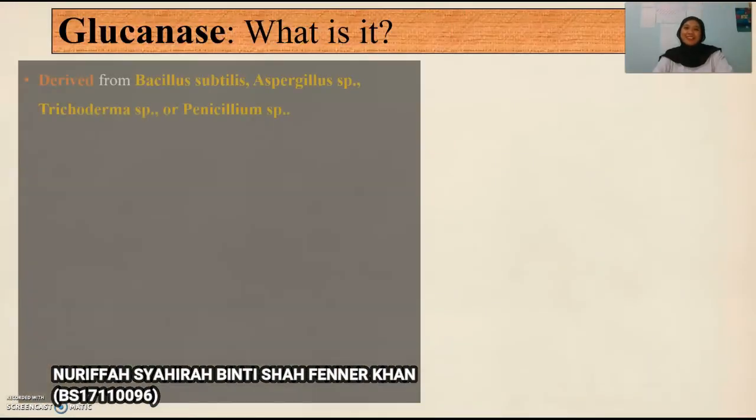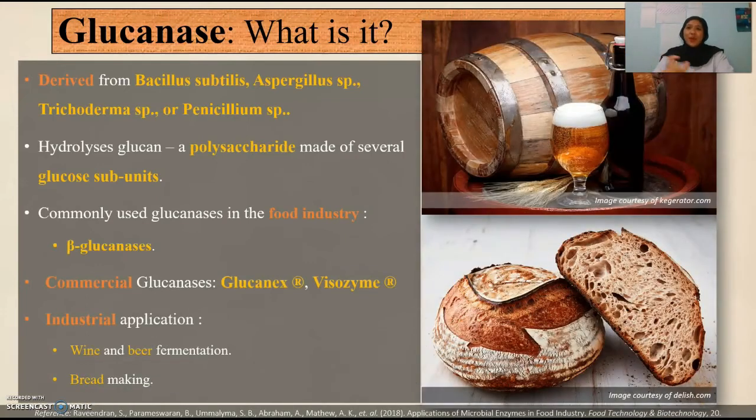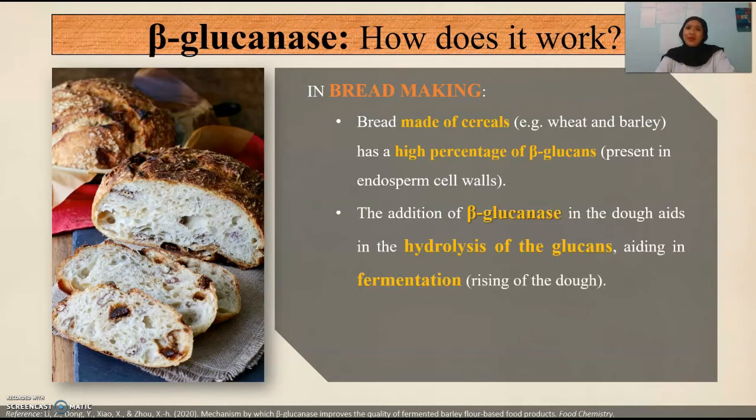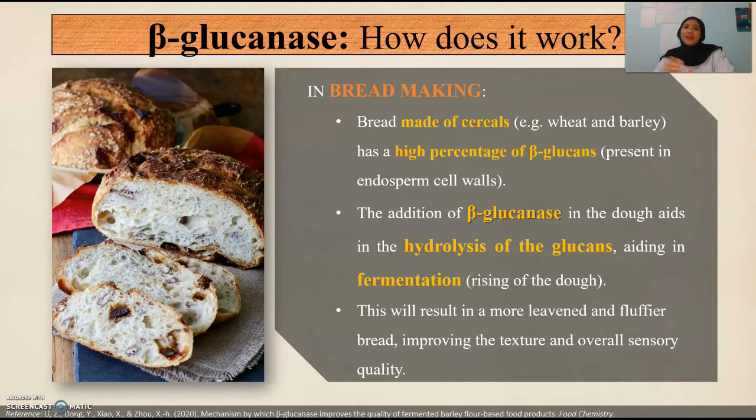Glucanases are carbohydrases that hydrolyze glucans, which are polysaccharides consisting of several glucose subunits. In particular, I'll be talking about beta-glucanase as it is the most commonly used in the food industry. In bread making, the addition of beta-glucanase will result in a fluffier and tastier bread. This is because as the beta-glucans are hydrolyzed, glucose is released, providing nutrients for the yeast, and as we all know, yeast aids in fermentation. The shortening of the starch strands will also result in a softer bread, thus improving the texture.